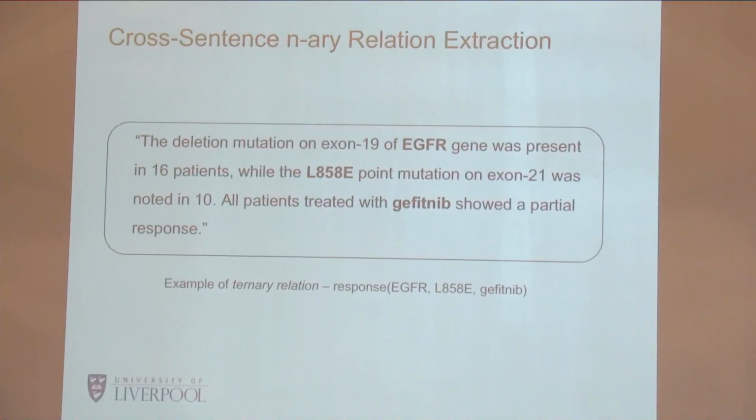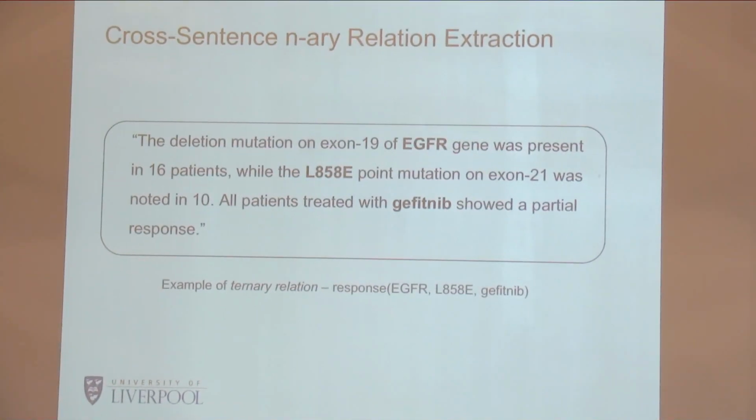So simply the task is, as seen in this example, given a text span that includes a set of entities. Here we have a gene, a mutation, and a drug, where they are related by a response or treat relation. So this text span consists of two consecutive sentences. So the task is, given the set of entities and a text span that consists of one or more sentences, we would like to identify the relation that exists between these three entities or more.